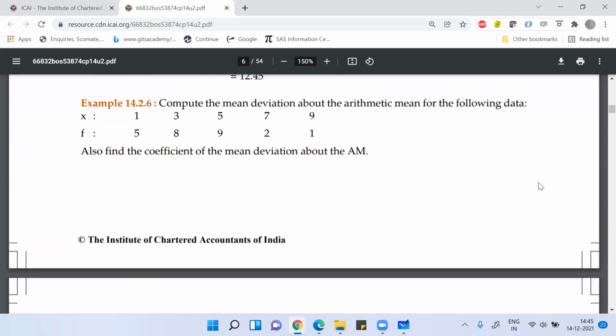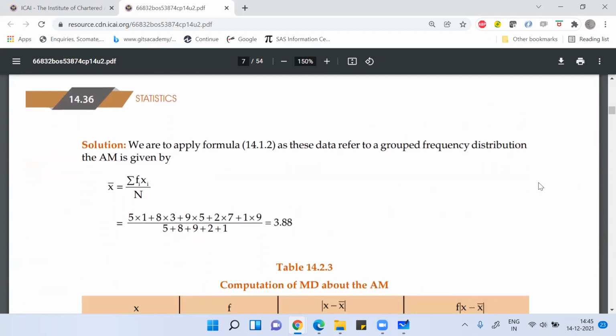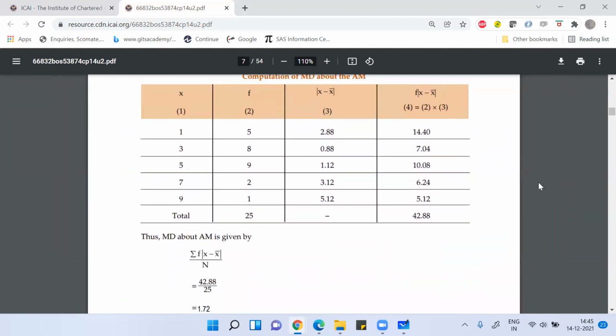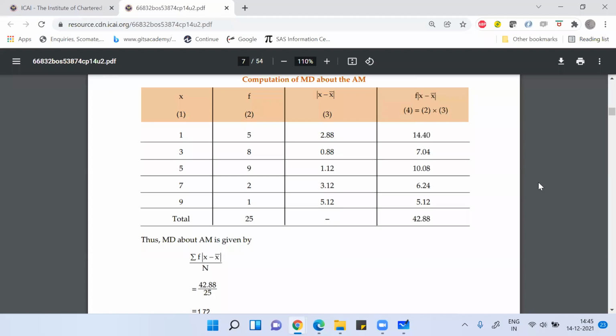So you know how to find the arithmetic mean. Once you find the arithmetic mean, you just need to calculate the mean deviation about the arithmetic mean. So you will get around 1.72. See this, ask me if you have any doubt.